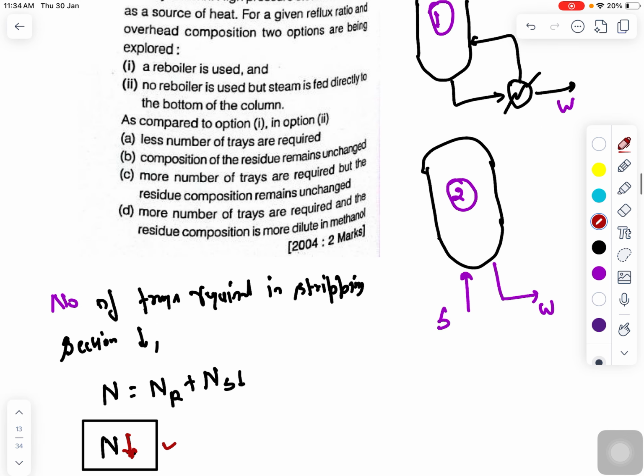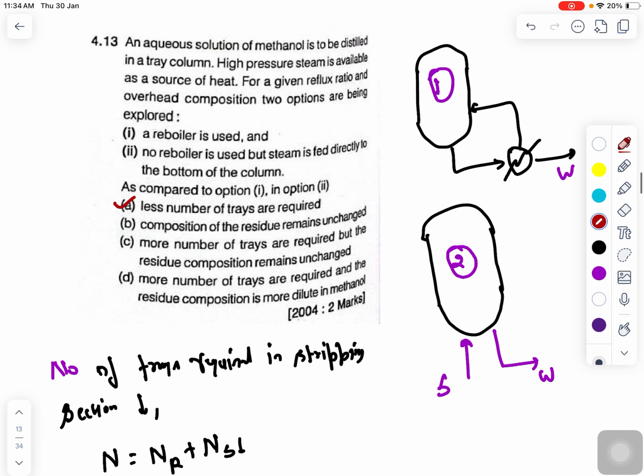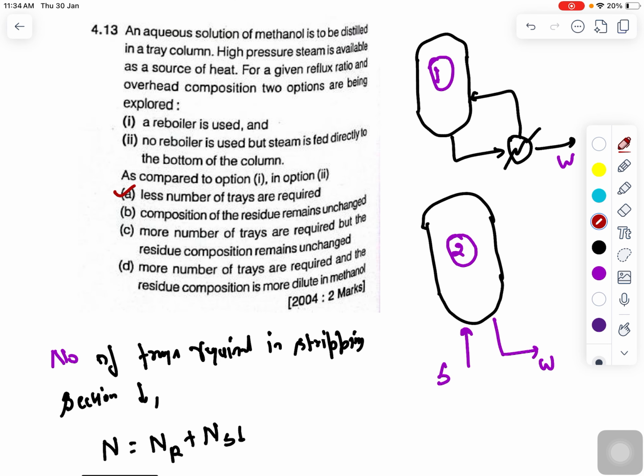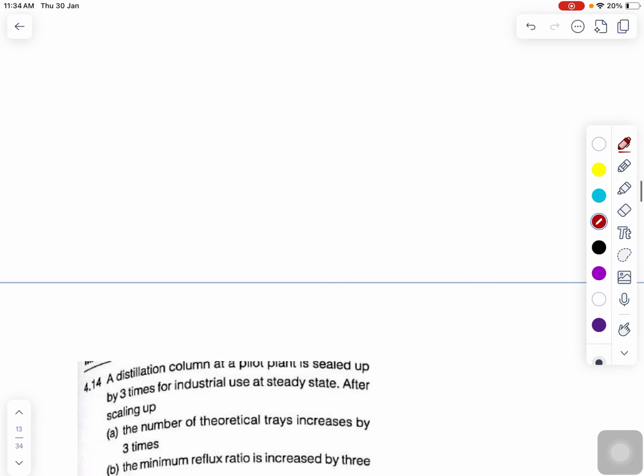So from here you can see that the composition of the residue remains the same, and fewer trays are required. So here in the options they could give you that fewer trays are required in the stripping section. That option would also be correct, but here GATE has given you the option in terms of the total number of trays. That's why your option will be correct.